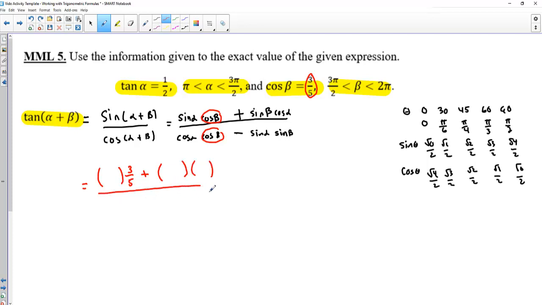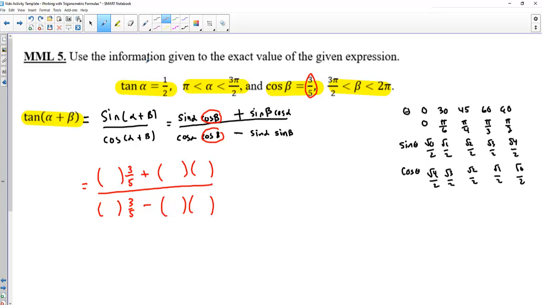And then divided by, leave a space here. I need to find the cosine of alpha, but I know the cosine of beta is, again, 3 over 5. So I have that space filled in. Then plus, and then leave a space here. Oh, not plus, but minus. So let's erase this little piece right here. There should be a minus. And then minus, and then leave two spaces, because I've got to fill those two spaces in.